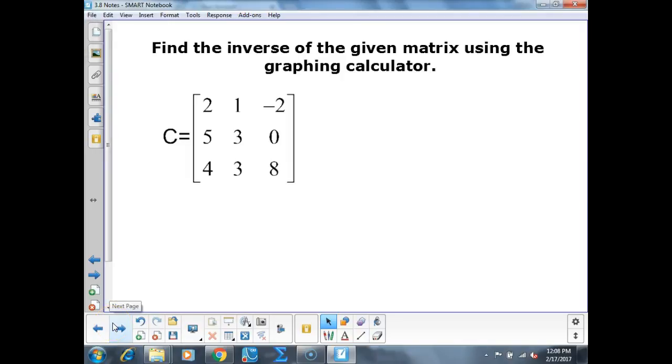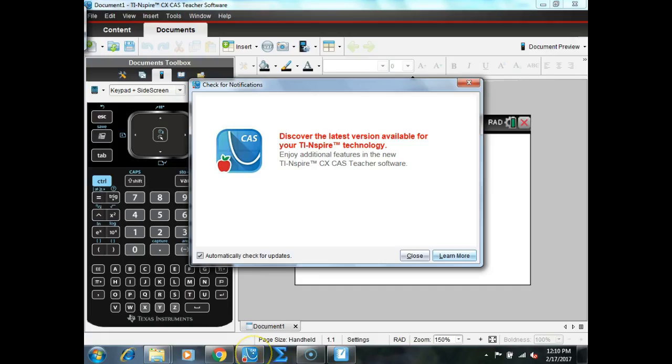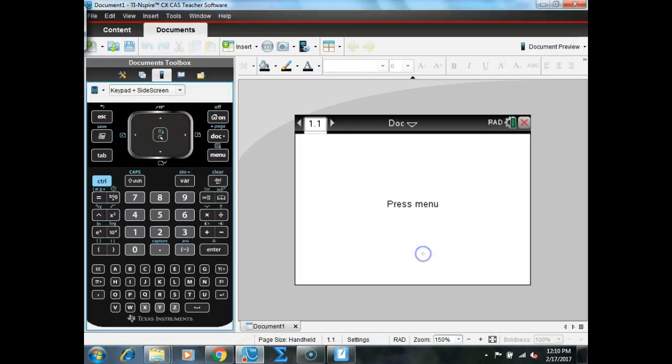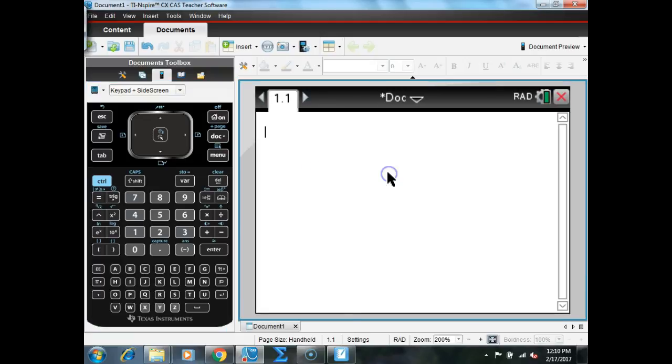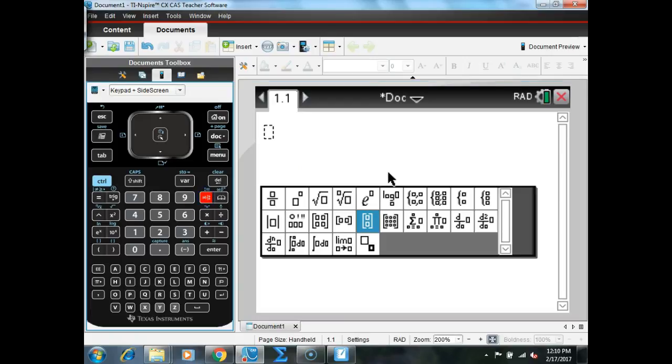Using your graphing calculator, find me the inverse of that matrix. Done. Let's go. All right, so on the graphing calculator, let's blow that up a little bit. Actually, I think I can just hit that, and then there we go. Okay. All right, so we are going to add a calculator.